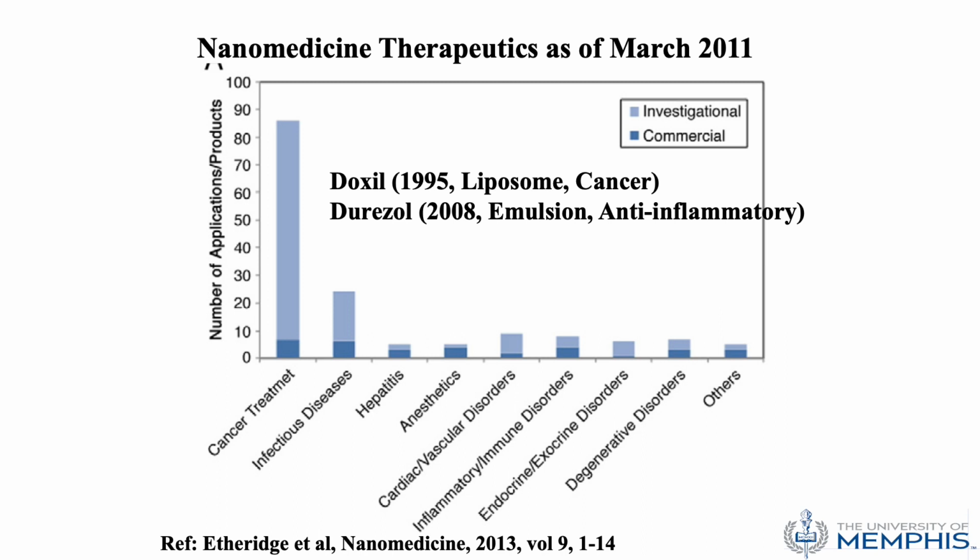This is nanomedicine therapeutics as of March 2011. Therapeutic means you deliver the material or drugs for a therapeutic purpose, such as cancer treatment. For example, liposome enclosing the drug to treat cancer, or you can use emulsion polymerization enclosing a drug for drug delivery purposes. So there are several diseases that have been targeted with nanomedicine.